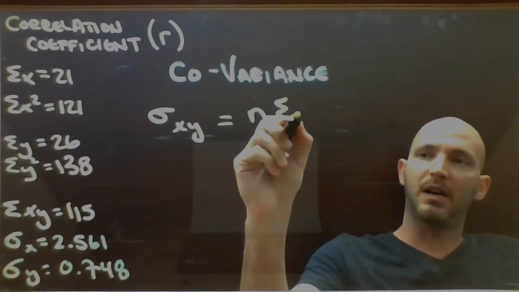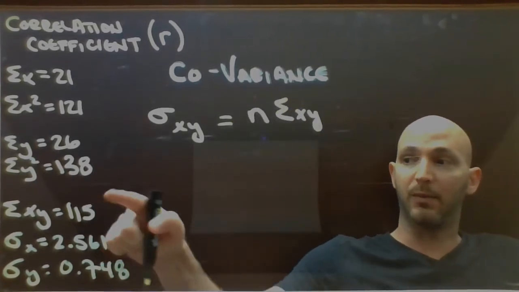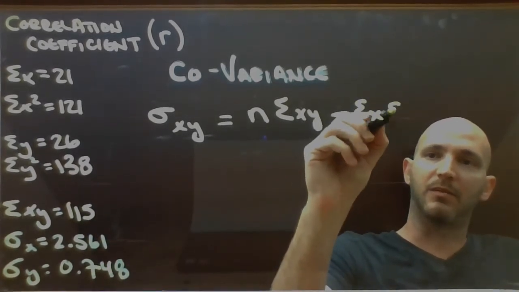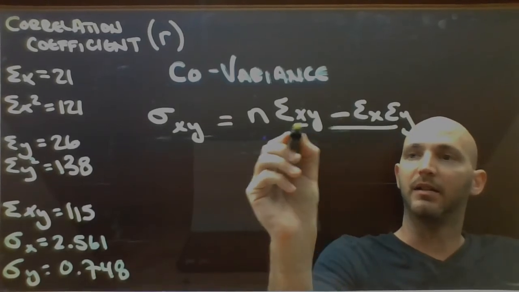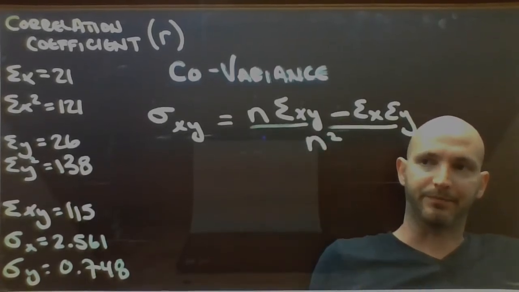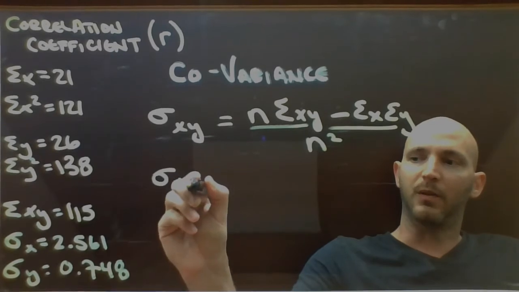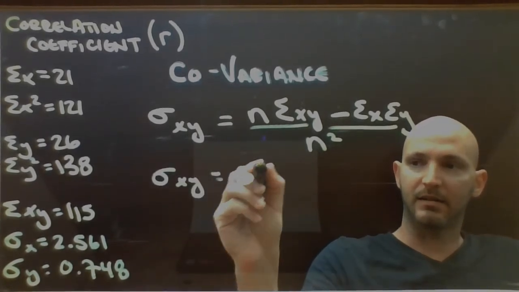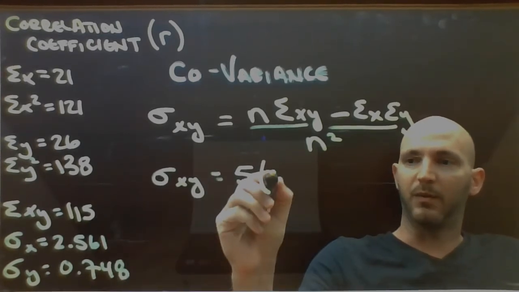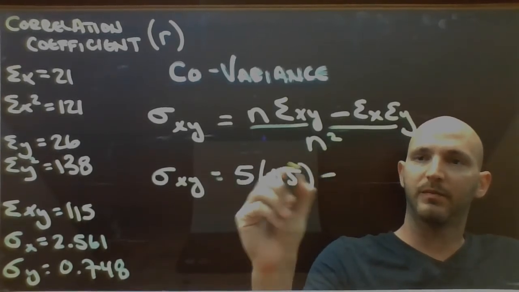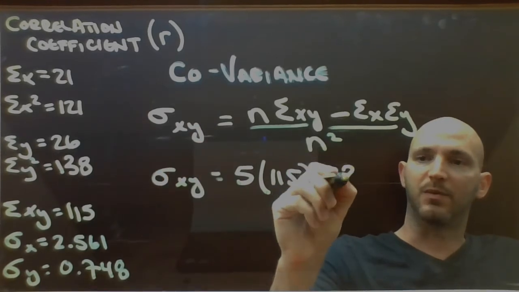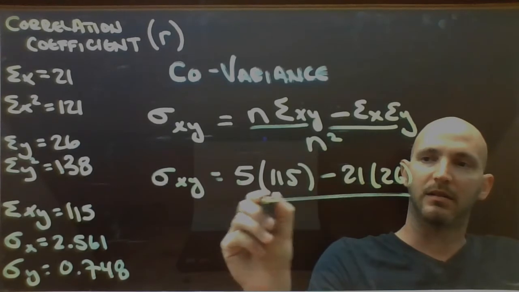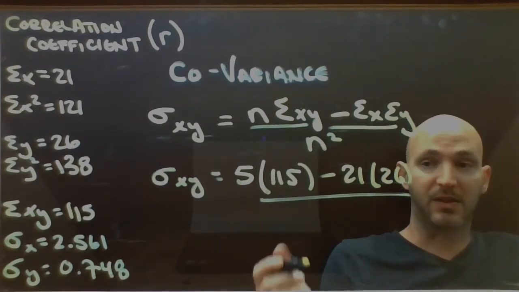I need the sum of the product, which is why we did this on the charts, minus the sum of the x multiplied by the sum of the y, divided by n squared. So for this one, as I said, there were 5 pairs in the data set. The sum of xy was 115. The sum of the x's was 21, and the sum of the y's was 26. And n is 5. 5 squared would be 25.